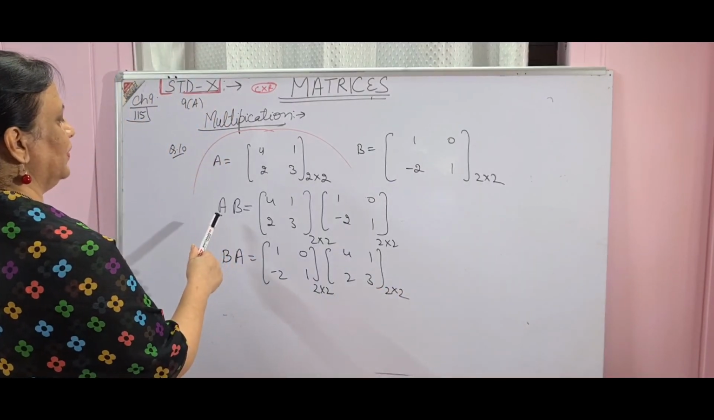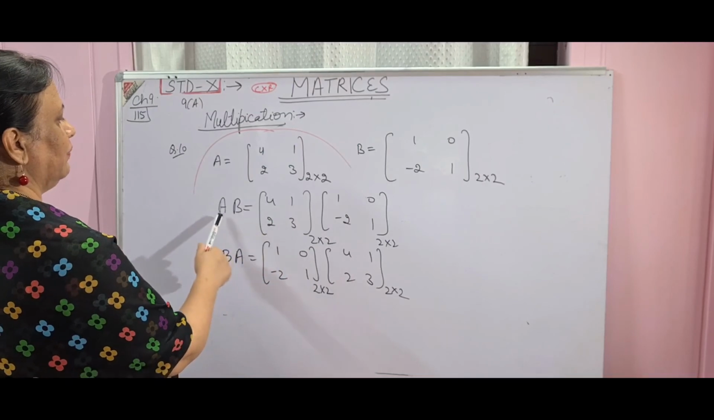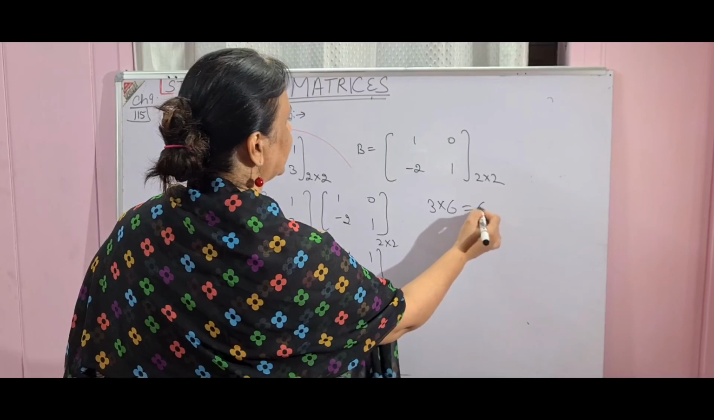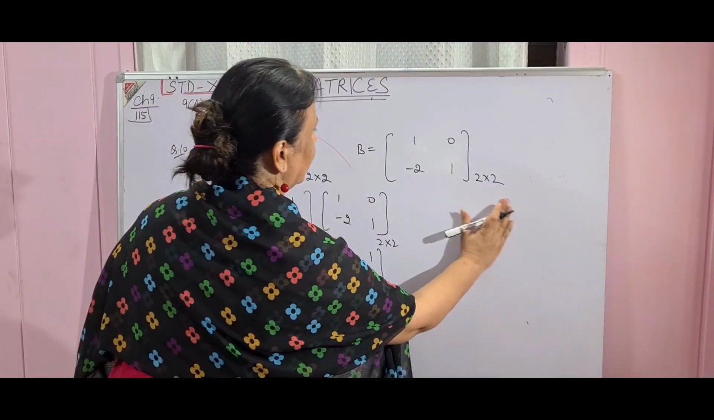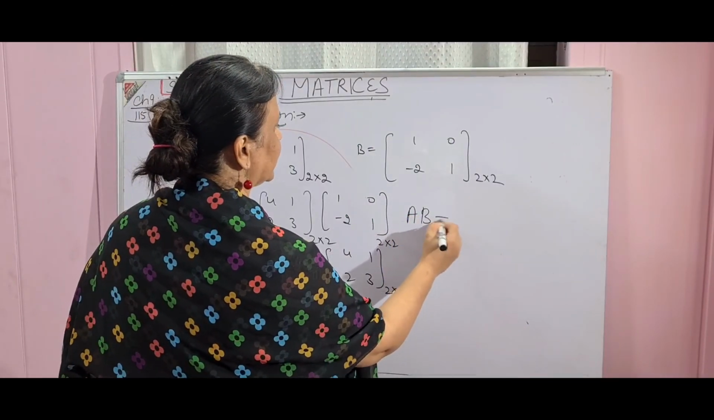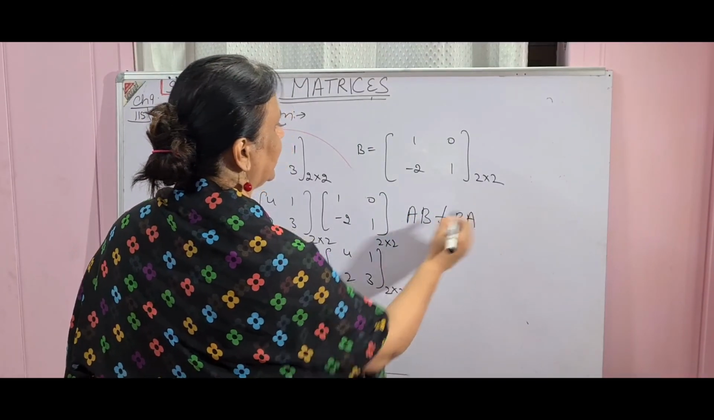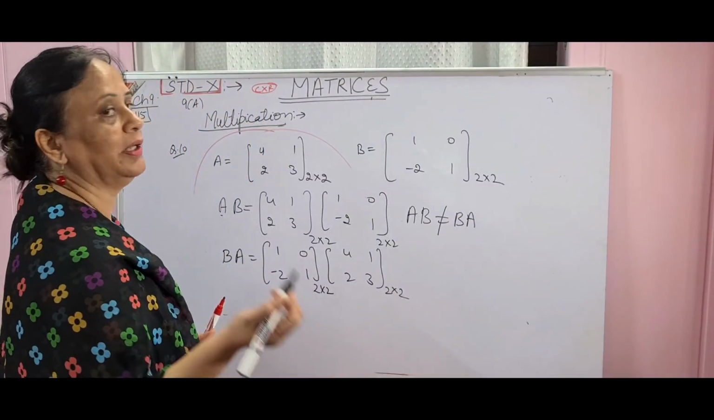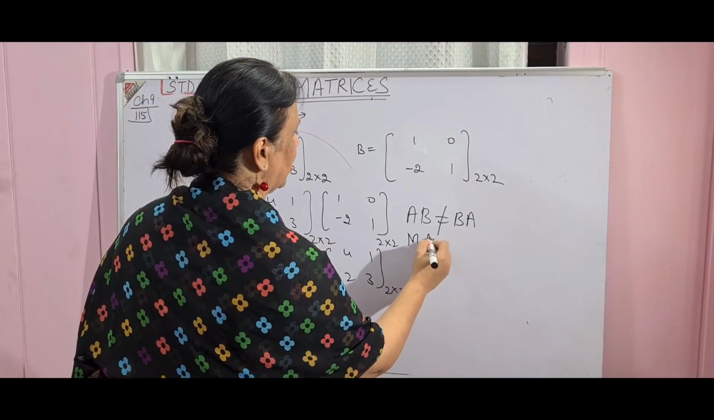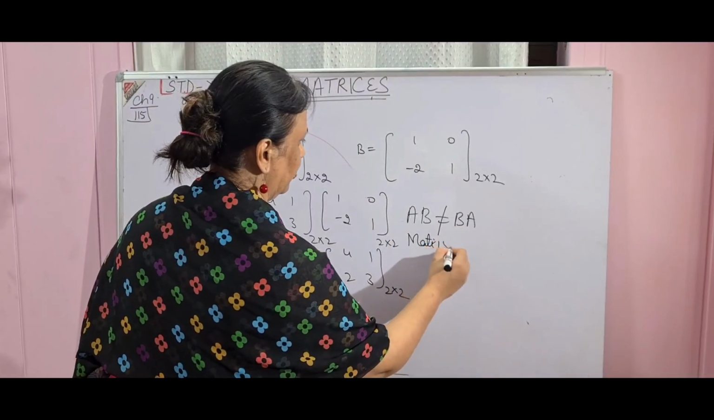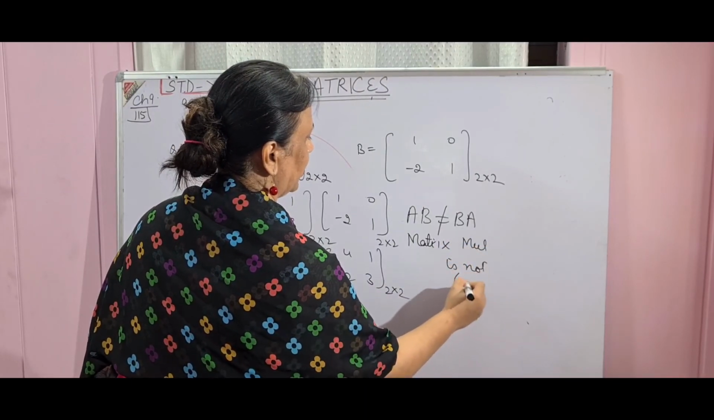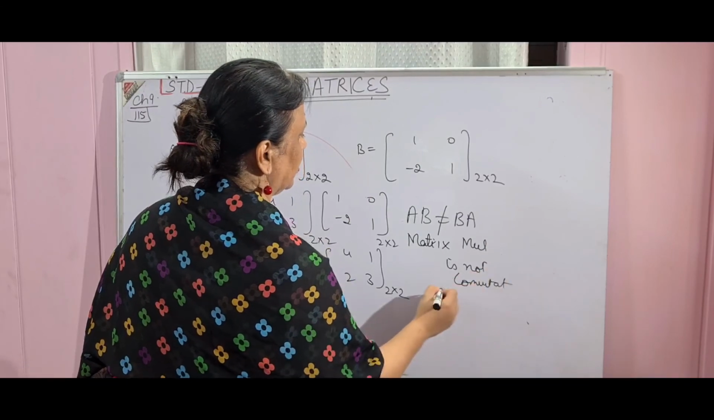Now, you will say, ma'am, same matrices, whether it is AB or BA, because in simple math, if we do 3 into 6 or 6 into 3, they come equal. But in matrices, it is not possible. I just want to tell you, AB is never equal to BA, unless it is an inverse or something like that, or maybe a null matrix. They are never equal. So, matrix multiplication is not commutative. This law I want to tell you: matrix multiplication is not commutative, as well as not associative.